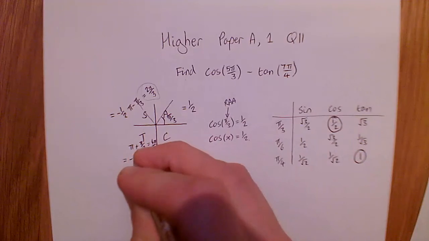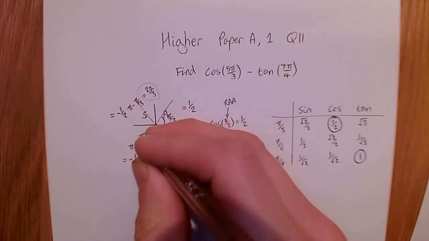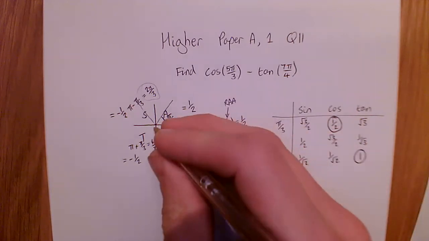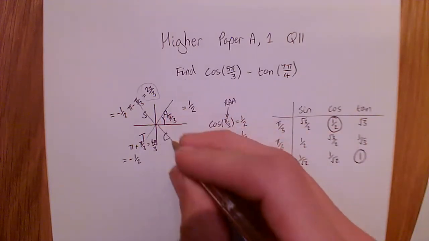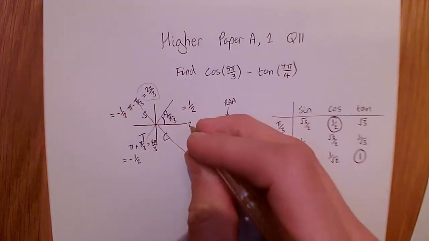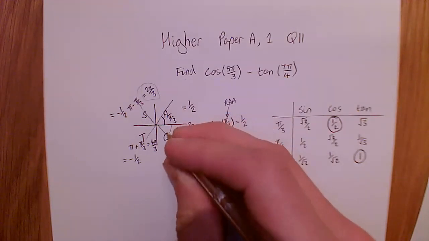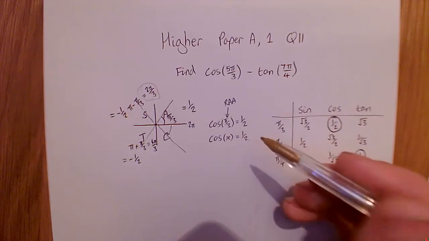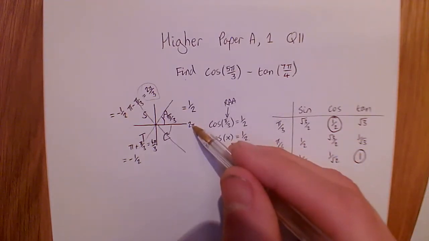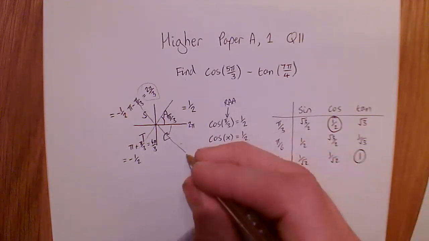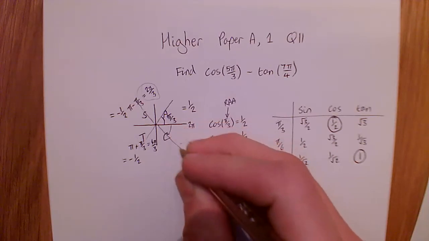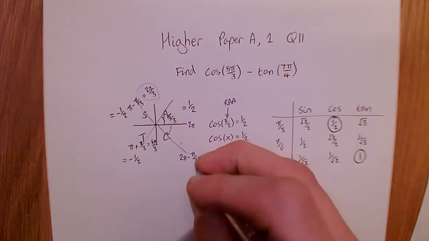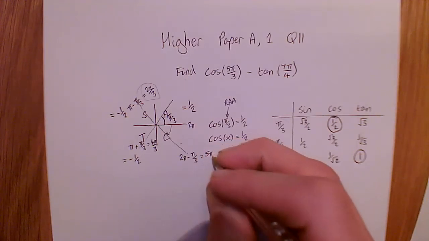And again, we get minus a half because cos is negative in that part of our CAST diagram. So we have an angle down here. The final angle is this one, where we start at 2 pi and come back by pi on 3. Now, 2 pi is the same as 6 pi on 3, take away 1 pi on 3. This angle here is now 2 pi take away pi on 3, which is 5 pi on 3.